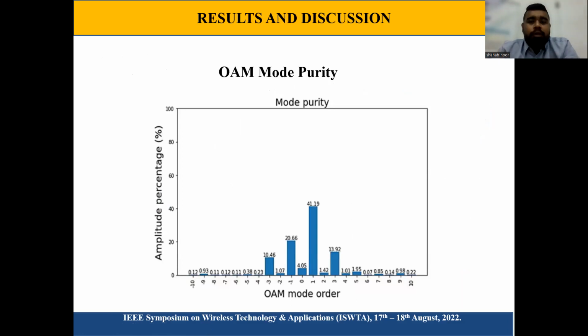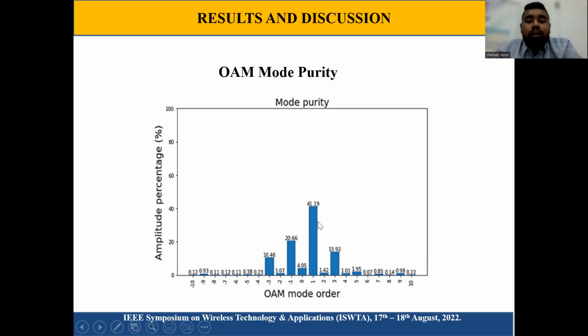And talking about the OAM mode purity, it is very important to make sure that reliable data transmission takes place using OAM waves. What it means is that OAM waves can have a lot of different modes. Since OAM waves have energy, the energy should be focused more on our desired mode. In our research, we focused on mode 1. That is why we can see that among other modes, most of the energy is allocated to mode 1. So it shows that yes, we have successfully generated mode 1.